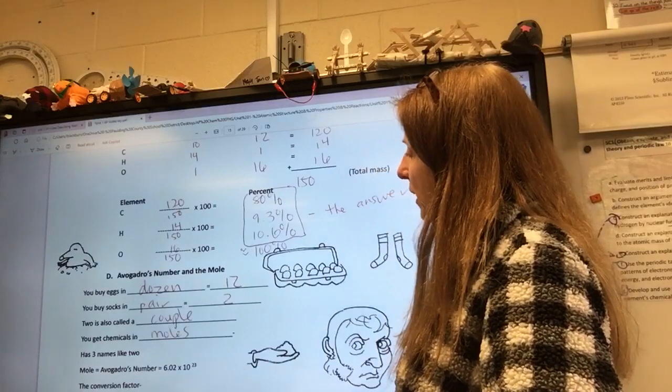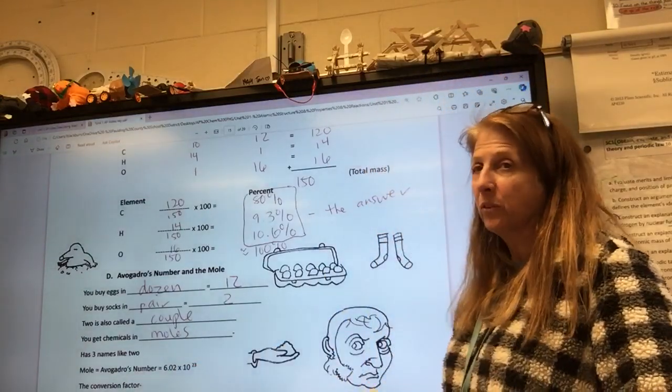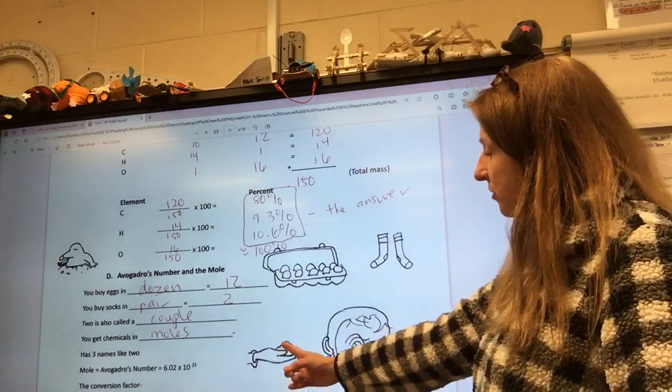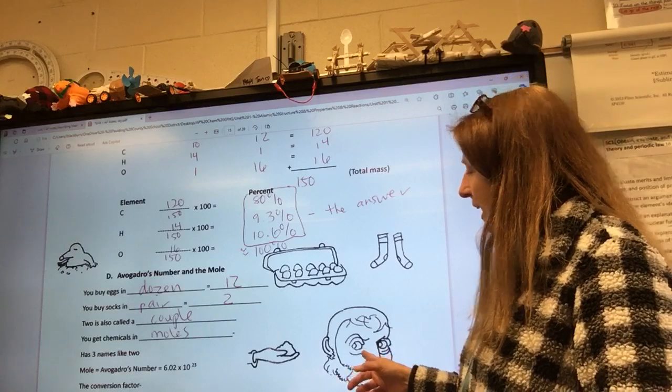Okay, so it is 6.02 times 10 to the 23rd atoms. It's a convenient amount, usually about a handful of most of the chemicals I get. Figured out by Amadeo Avogadro.